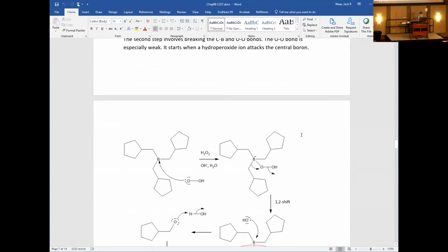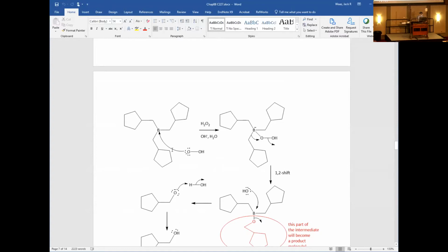That's essentially the workup of the reaction. And the first step of that involves a hydroperoxide ion. Remember, we said where that came from. That comes from our aqueous base deprotonating some of the hydrogen peroxide. This is the conjugate base of hydrogen peroxide. Can you see that if we put an H on this O, then you would have H2O2, right?